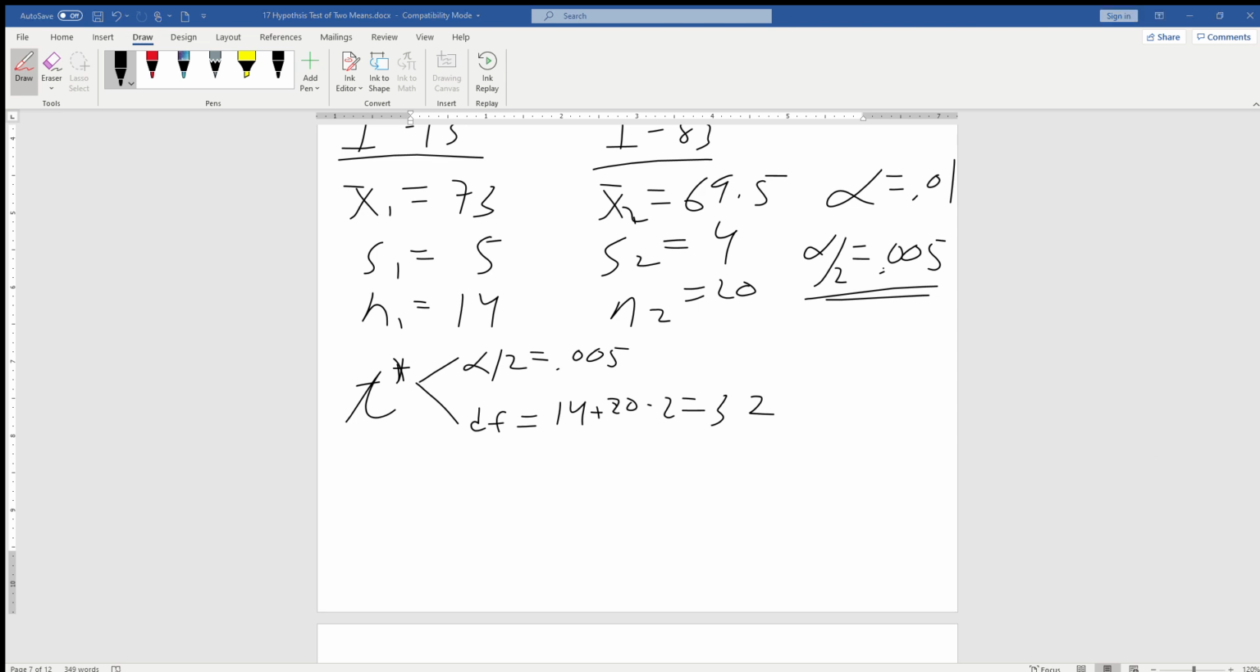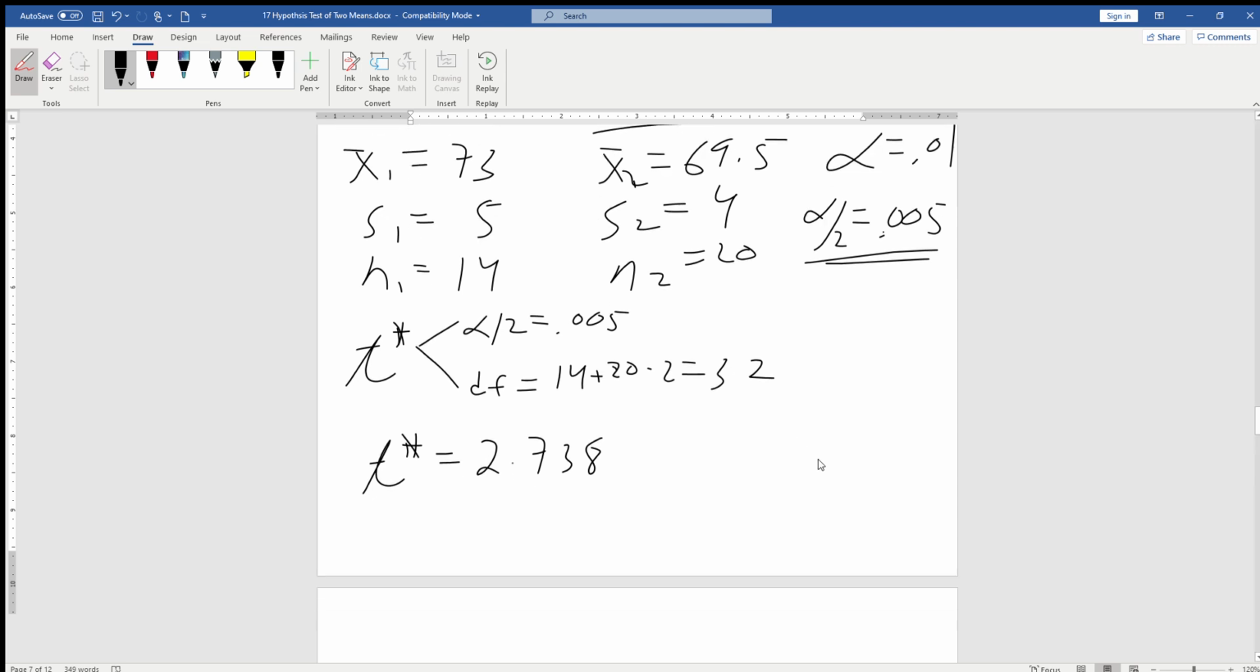So we go into the table. We're going to go to 0.005, and then down to 32. It just so happens 32 is in there, and it's 2.738. So our T critical should be 2.738, and that's the value that we're going to plot on both sides of the distribution.